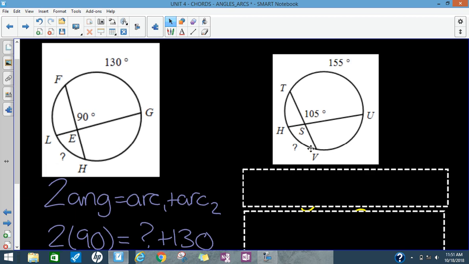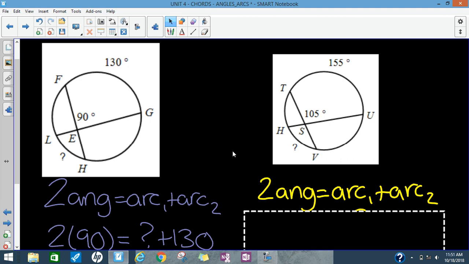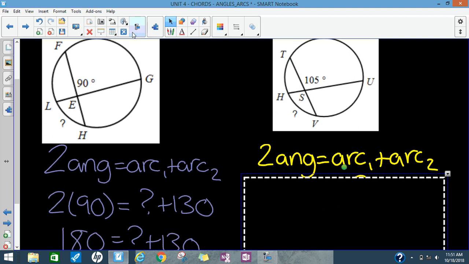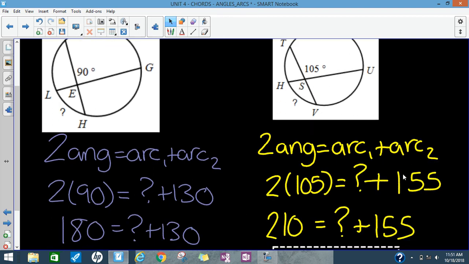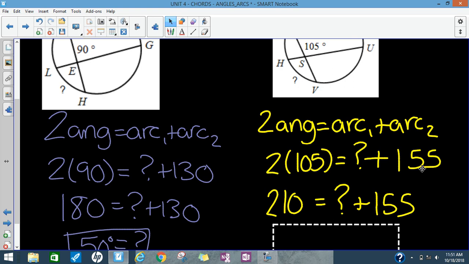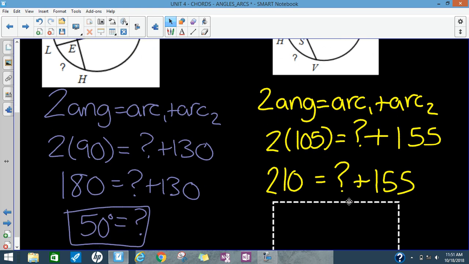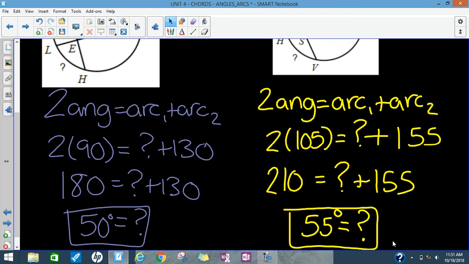Same thing here. Again, I'm solving for one of the arcs, and so I'm going to write the formula. I'm going to plug question mark in for arc 1. You could plug it in for arc 2, but it looks nicer, I think, typically if we plug it in for arc 1. 105 for my angle, 155 for arc 2, and now I'm just solving this equation to get that arc to be 55 degrees.